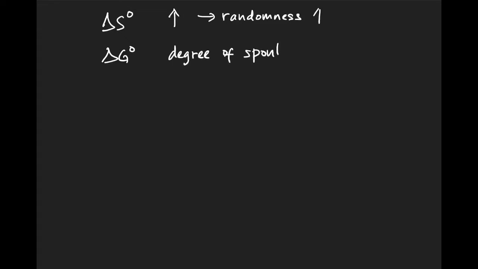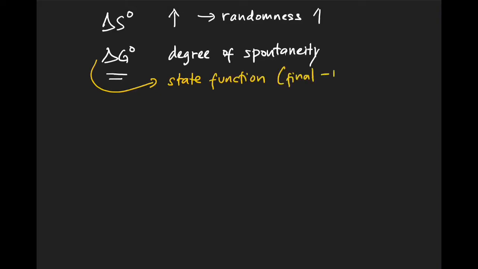Now, on the other hand, we have delta G, which is the degree of spontaneity. If we have a question of whether this reaction is spontaneous or not, we have to take a look at the delta G. In general, we can also say that delta G is a state function. So again, we can just take the final value minus the initial value, no matter which paths were taken to get from the initial value to the final value.